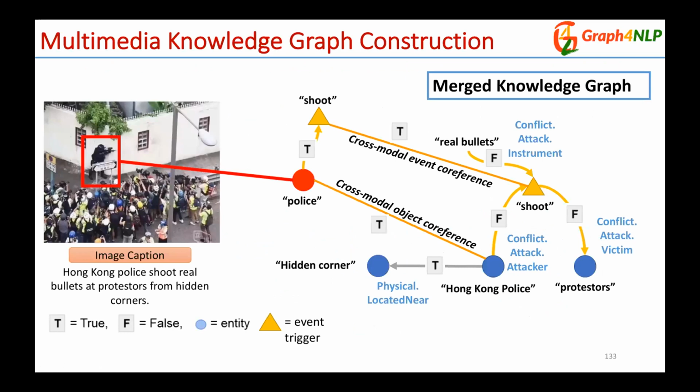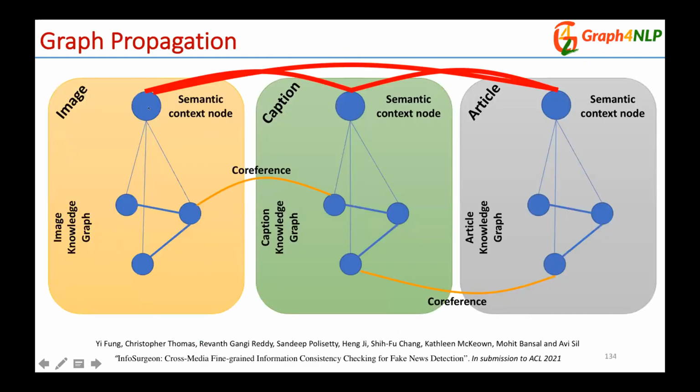And the cool thing about this is we can now also aggregate knowledge from multiple data modalities. So for example, we can link this bounding box with the place, and also maybe link some events across image and image caption articles. So we can have a multimedia knowledge graph, and we can propagate our evidence across these different graphs.